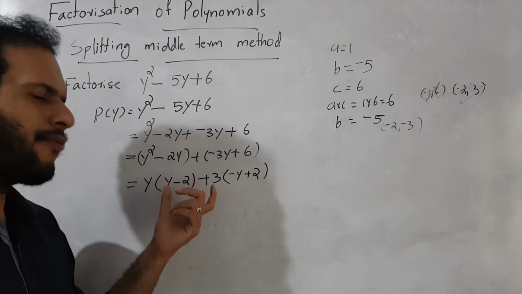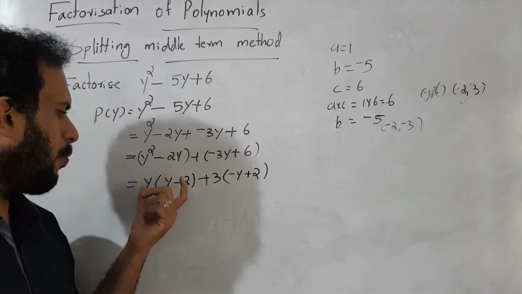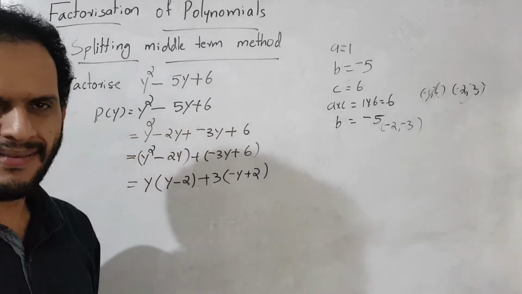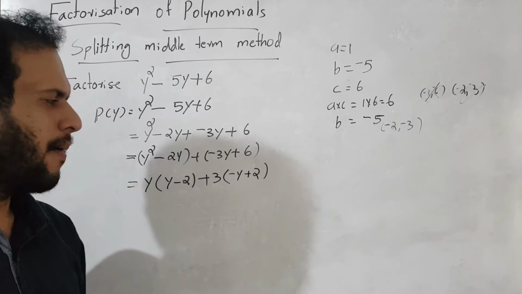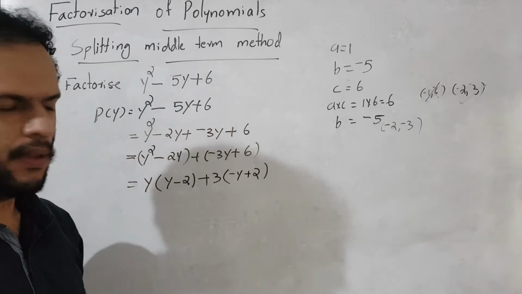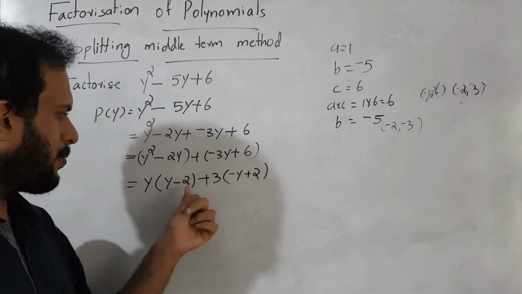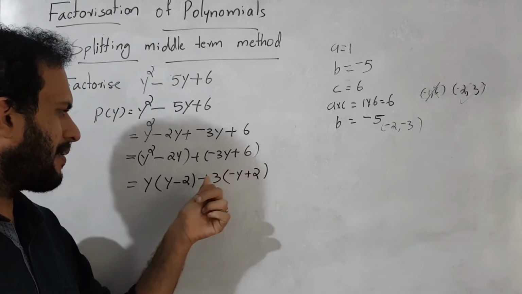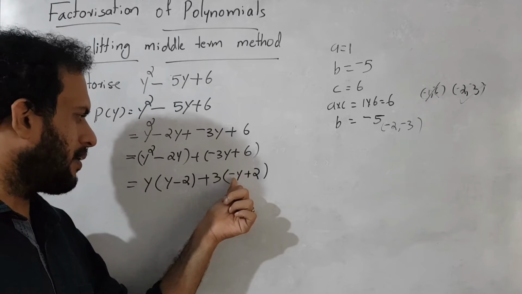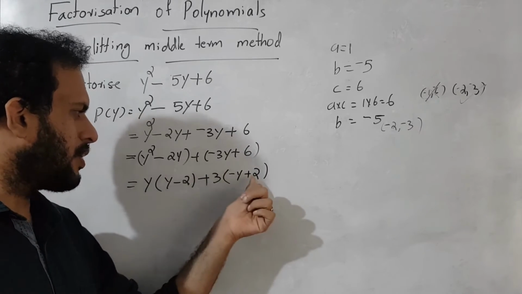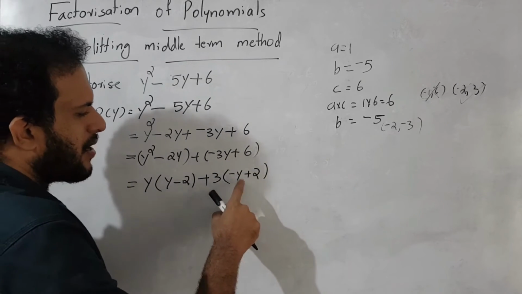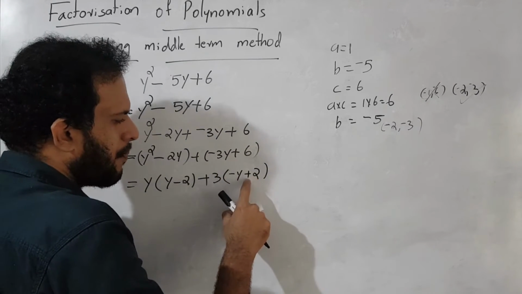Already told you, after this take the common factor out. We need to get the same inside of the bracket. But here what is the change? Here is y minus 2. Here is minus y plus 2. Numbers are the same, y, 2, 2. Only the sign changes. Here y is minus, here y is plus. Here 2 is negative, here 2 is plus. In that case, the first one is minus and the second one is plus.